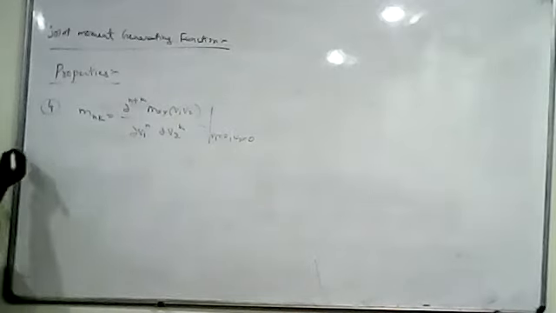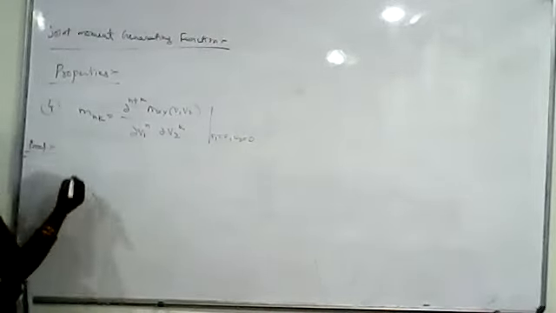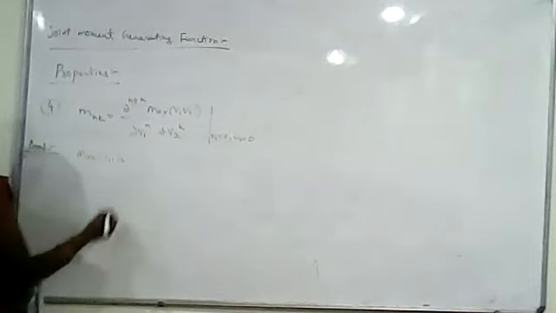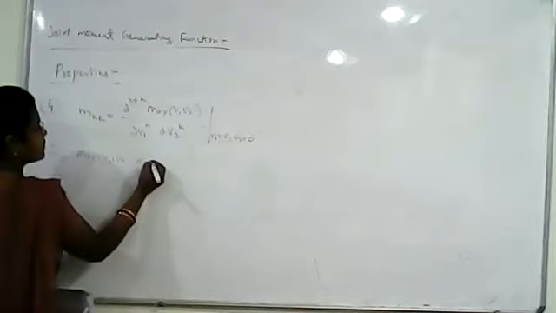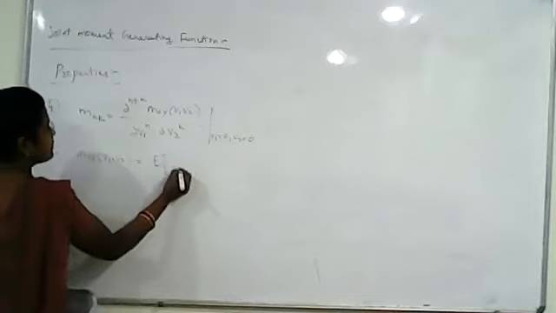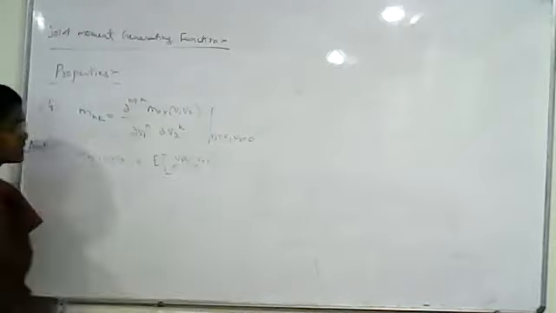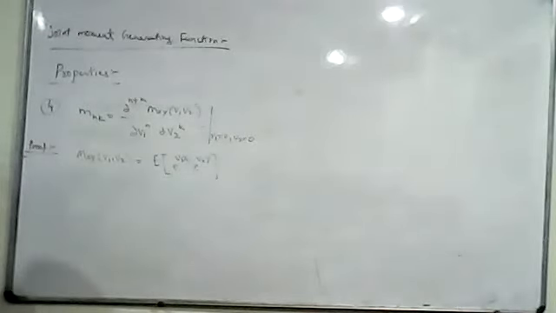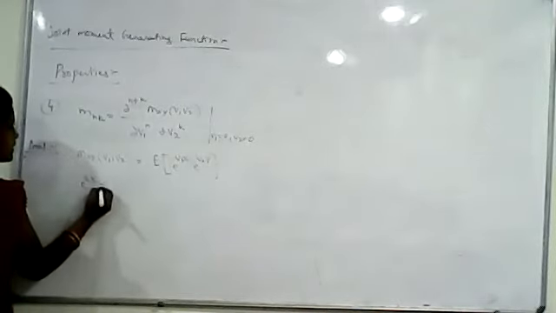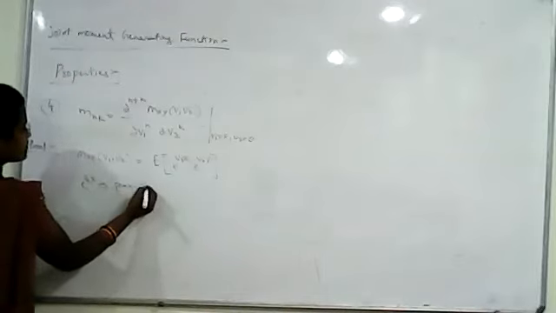Now we'll see the proof of this. We know that M_XY(v1, v2) is equal to the expected value of e power v1x, e power v2y. Now e power v1x can be written in power series expansion form.